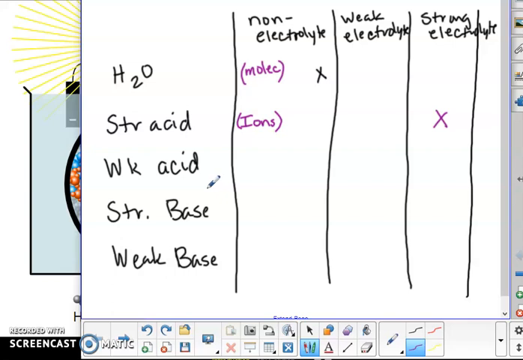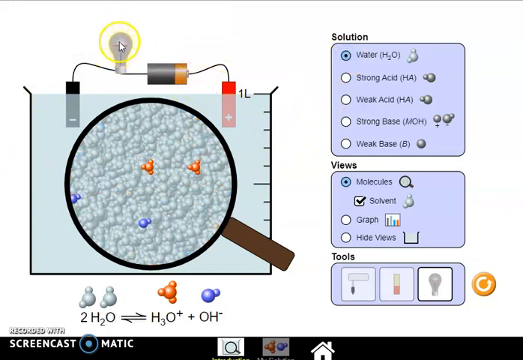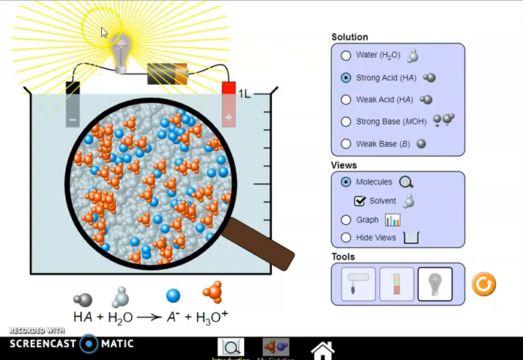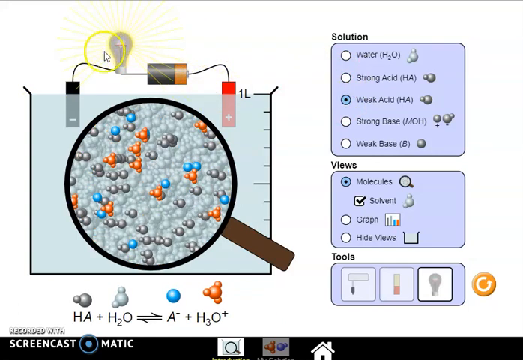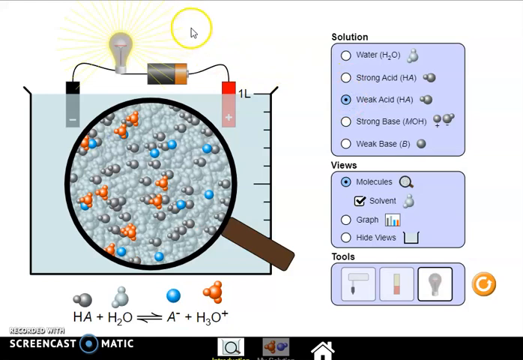Now let's go back to that app. Here's what our water looked like up here. Not much. Strong acid. Wow. And then a weak acid. Here it is, not as much, but it's definitely more than the water, isn't it? When we do this with vinegar in the classroom, that's a weak acid. We barely see the filament light up with a 25-watt light bulb, and you can just barely see it glow in there. That's pretty interesting.